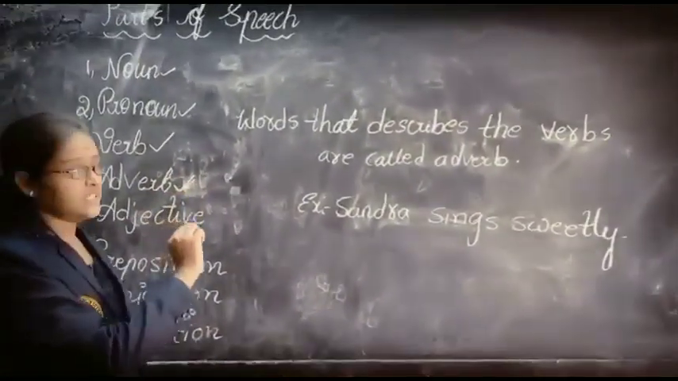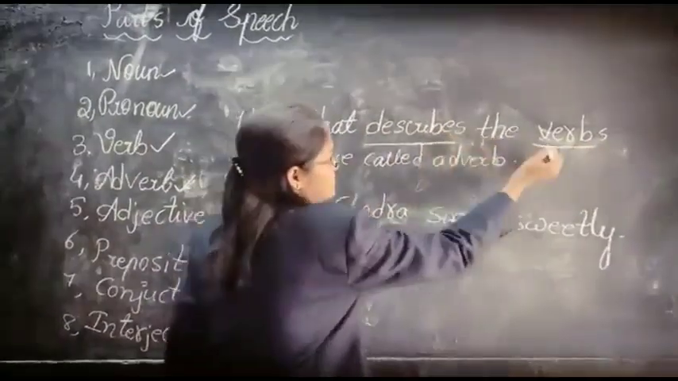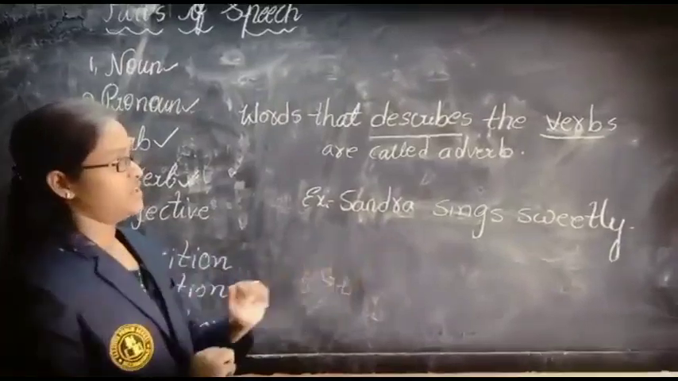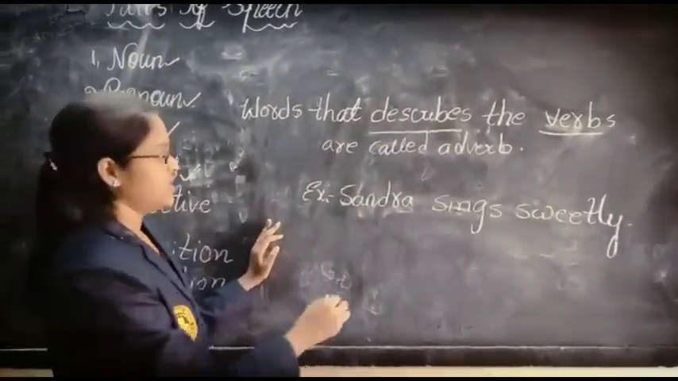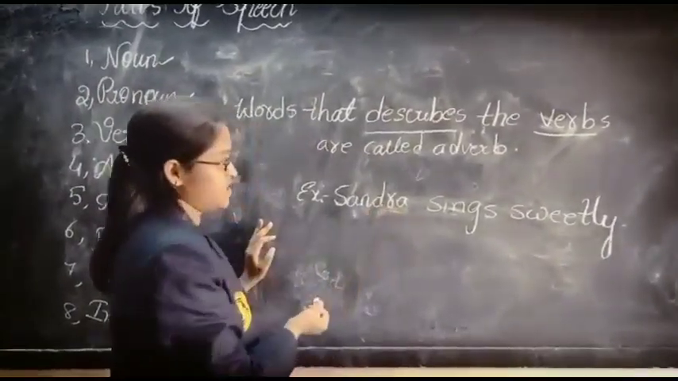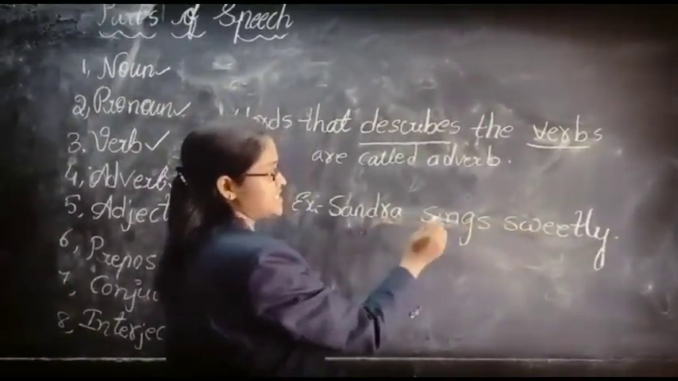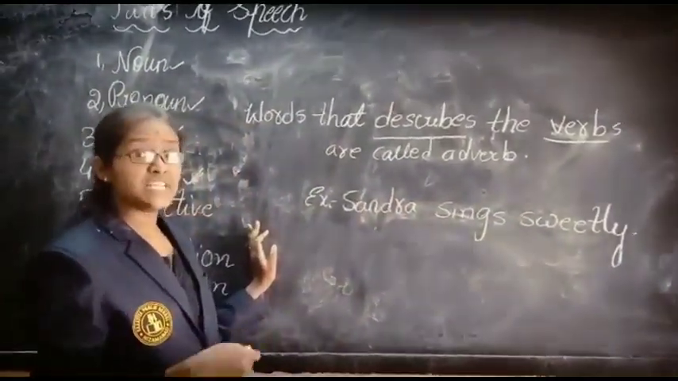Then next I'll explain about adverb. Adverb means nothing but words that describe the verbs. In a sentence, the one word that describes the verb is known as the adverb. Here I have written one example: Sandra sings sweetly. How is she singing? She is singing very sweetly.